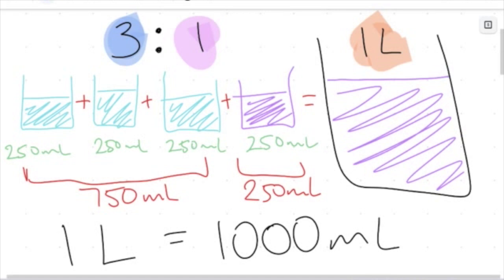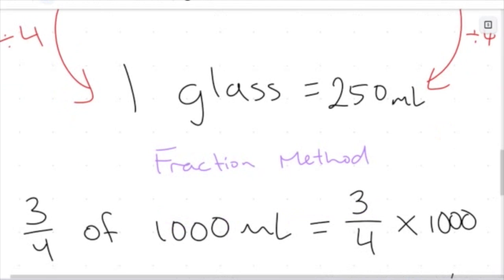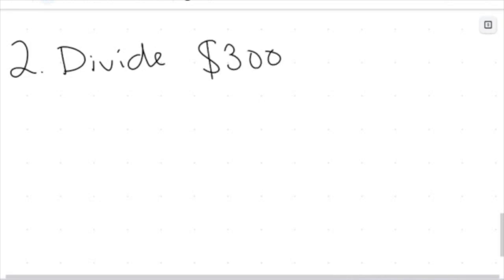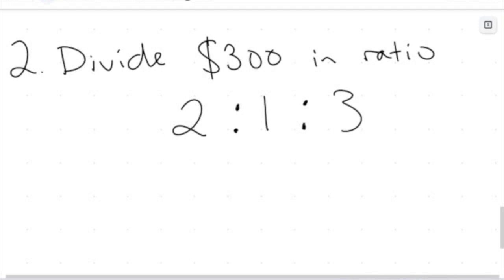Now, let's look at one more example, and I'll give you guys a couple of extra ones that you can practice at home. But in my second example, I want to try a harder question. I want to divide $300 in the ratio 2 to 1 to 3. So I don't know, say I have $300.